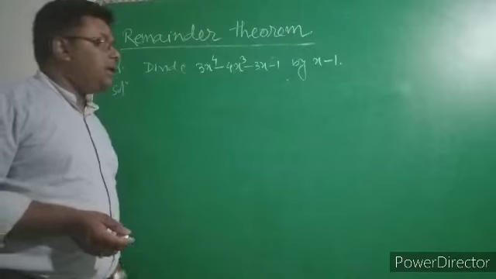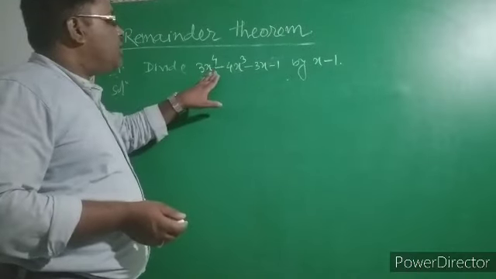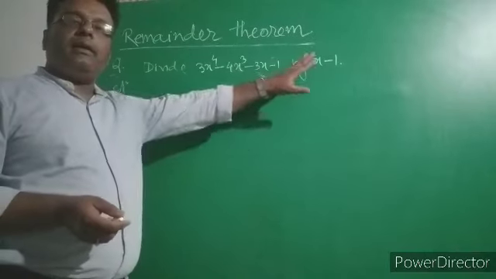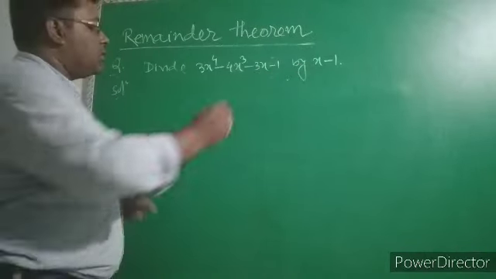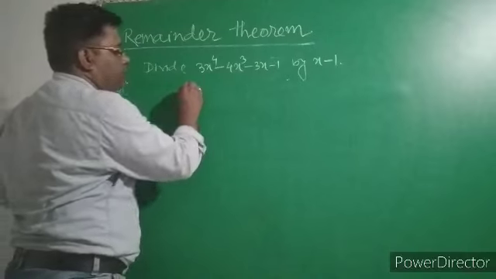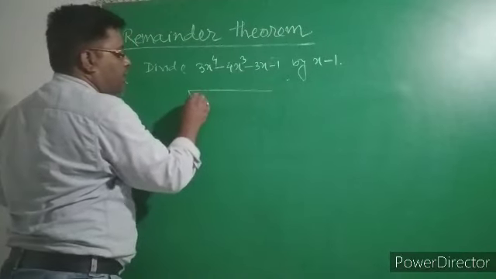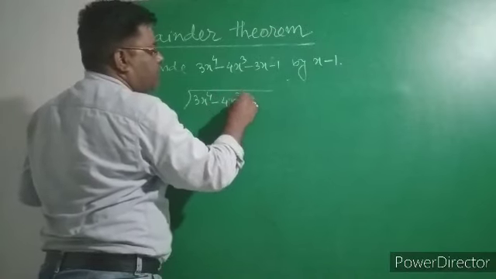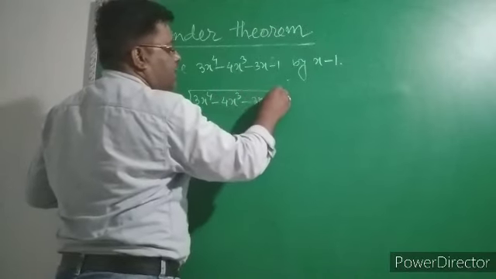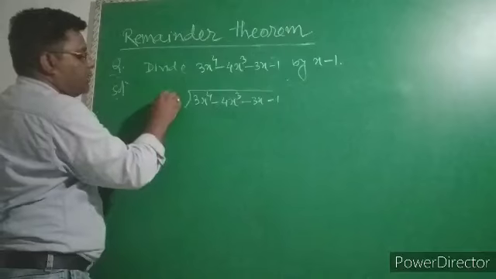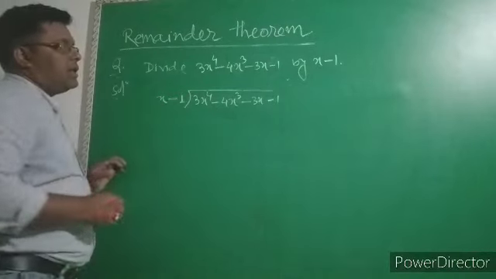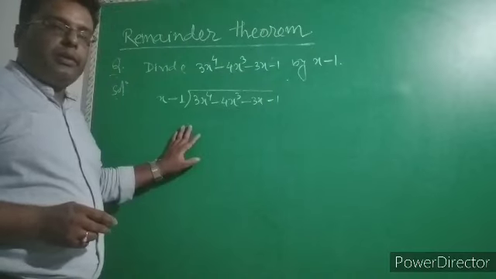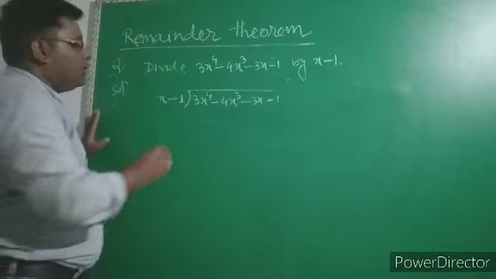So our next example is divide 3x to the power 4 minus 4x cube minus thrice x minus 1 by x minus 1. So we will write here like this: 3x to the power 4 minus 4x cube minus thrice x minus 1 by x minus 1. First we will divide by long division method.